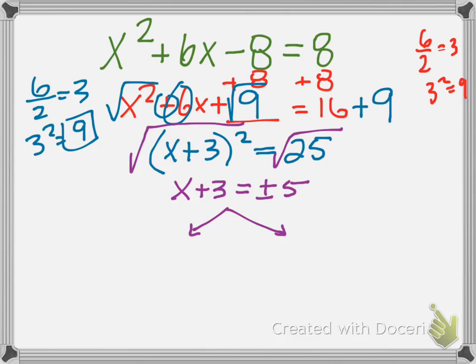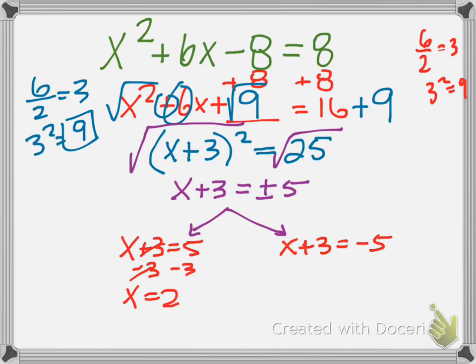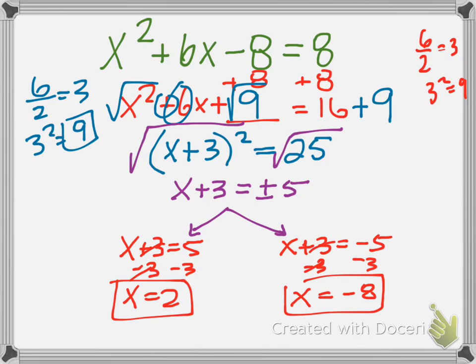So if I split it off, I'm going to have my first equation, x plus 3 equals positive 5, and my second equation is x plus 3 equals negative 5. And now I solve each equation. I subtract 3 from both sides, and I will get x equals 2 on that side. On the right, subtract 3, and I'll get x equals negative 8. So those are my 2 different answers, and that is the basics of completing the square.